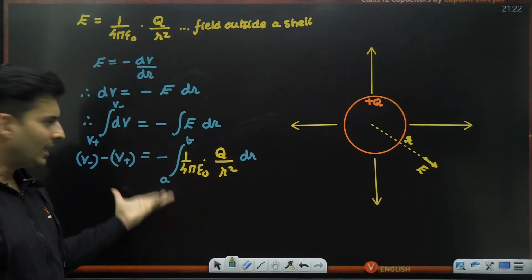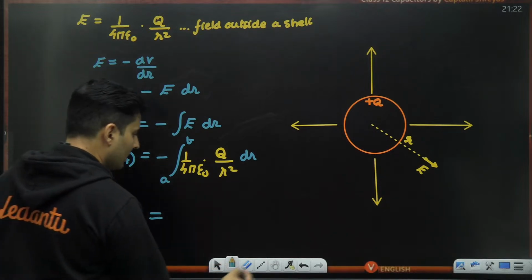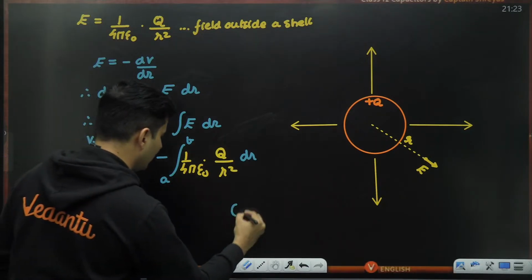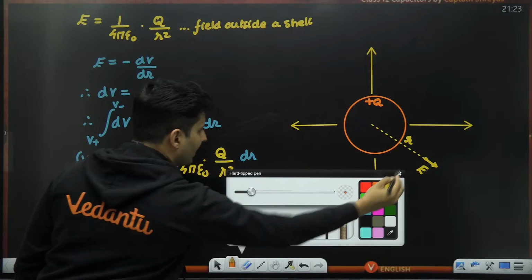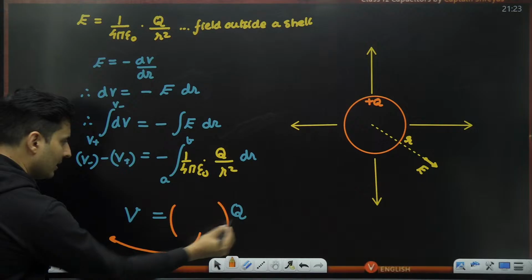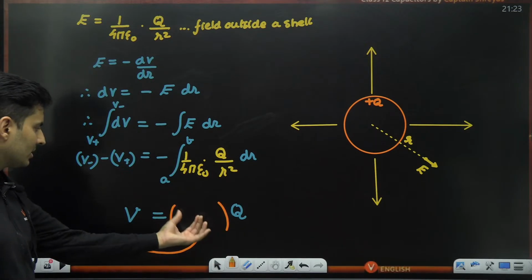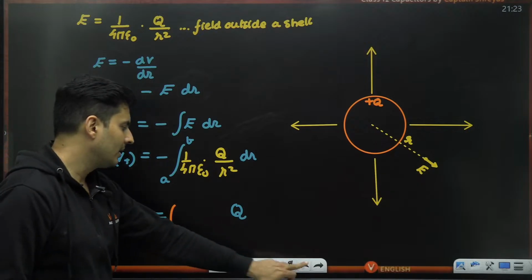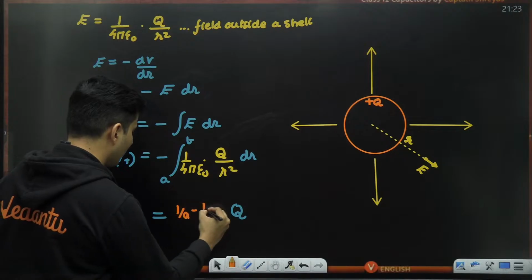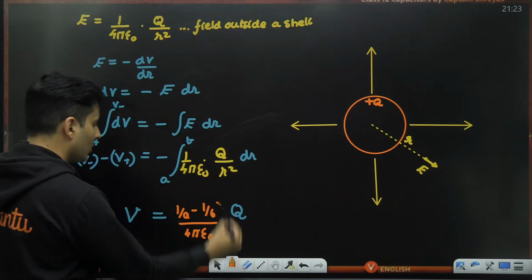So integrated, and then solving this, you will somehow get that the voltage over here is something into the charge, and that something over here, if you shift it on this side, you will get capacitance because Q will be equal to CV. So this is how you get it. So over here, you will most likely get 1 by A minus 1 by B divided by 4 pi epsilon naught. This is what you will get.